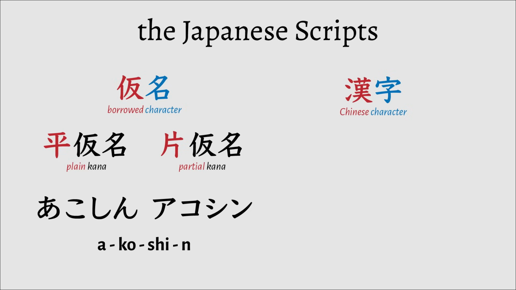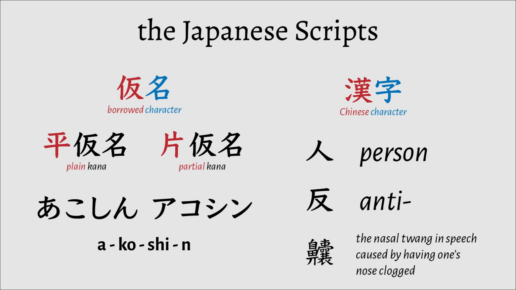I won't go too deep into the structure of kanji in this video, as I've done that previously, but the basic gist is that, for example, this character would represent person, this character would represent anti, and this character would represent the nasal twang in speech caused by having one's nose clogged. Okay, that last one isn't really used in Japanese, though it does see some marginal use in Chinese apparently, as it's part of the PRC's list of commonly used standard Chinese characters.